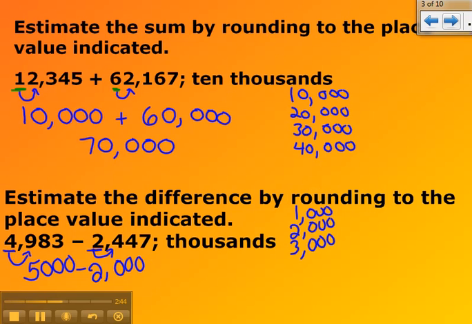So now I have 5,000 minus 2,000. That's going to equal 3,000. This is how you use rounding and estimation to get an estimate and make problems easier for you to do.